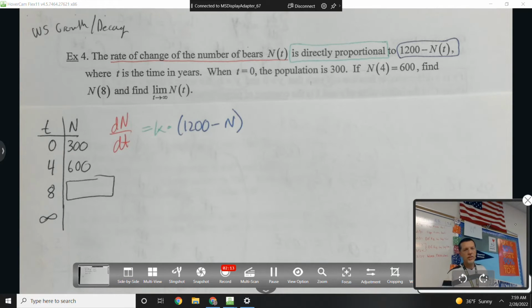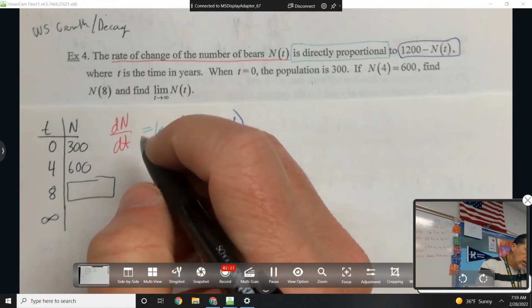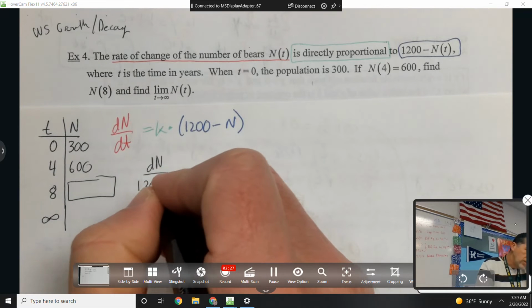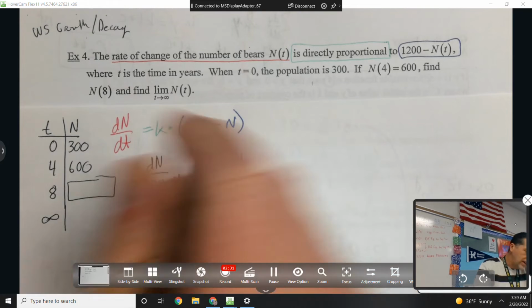So now we've got all the information they gave us set up as a math problem, not just a paragraph problem. So to separate variables, dn over 1200 minus n equals k dt.